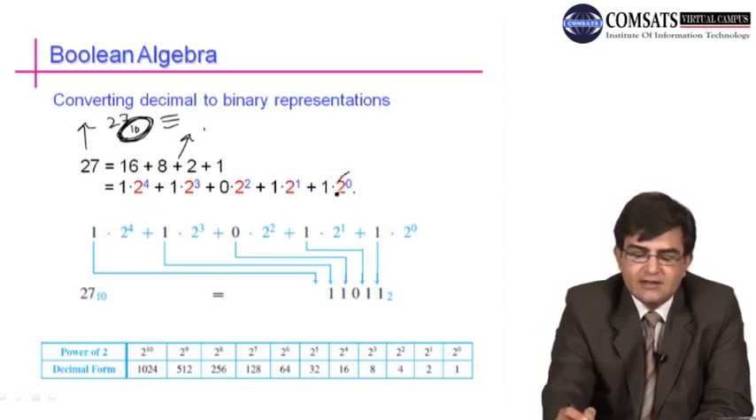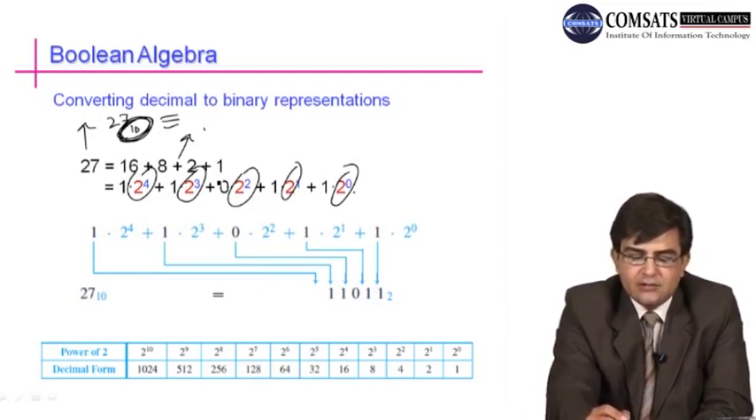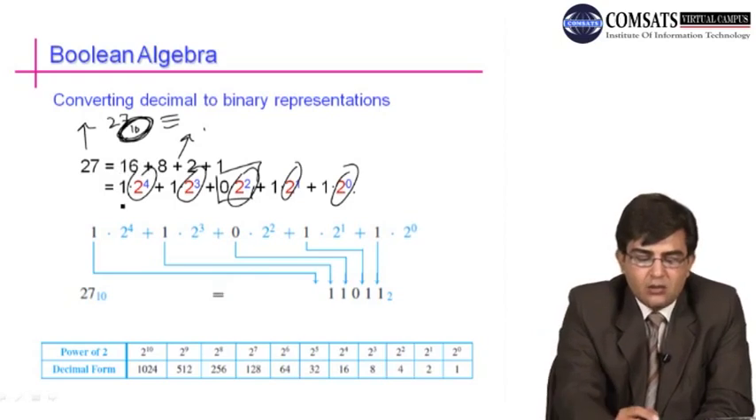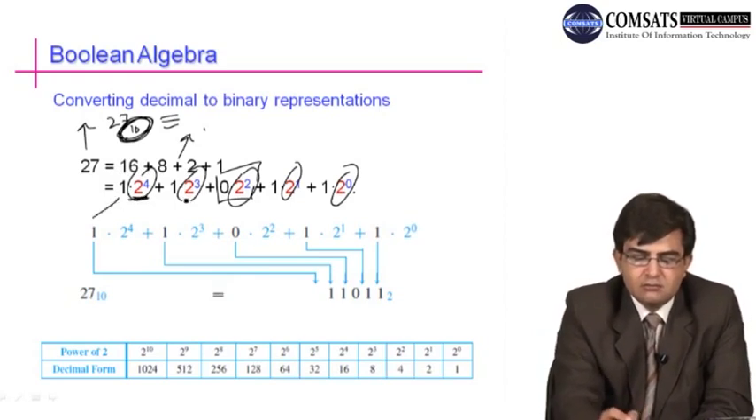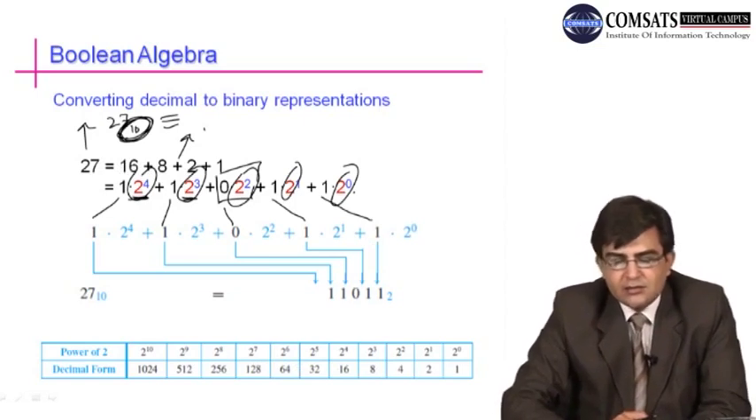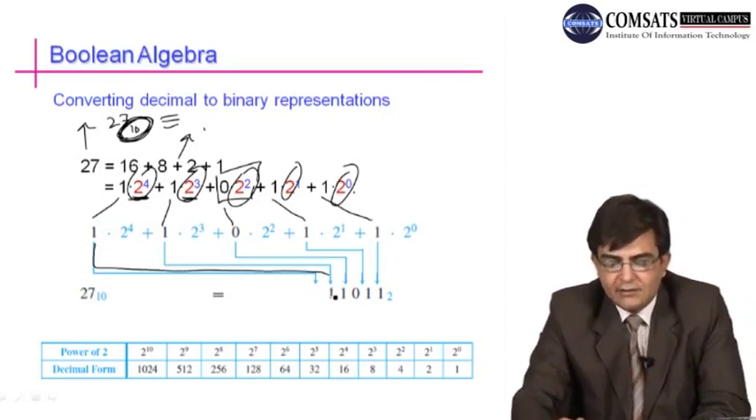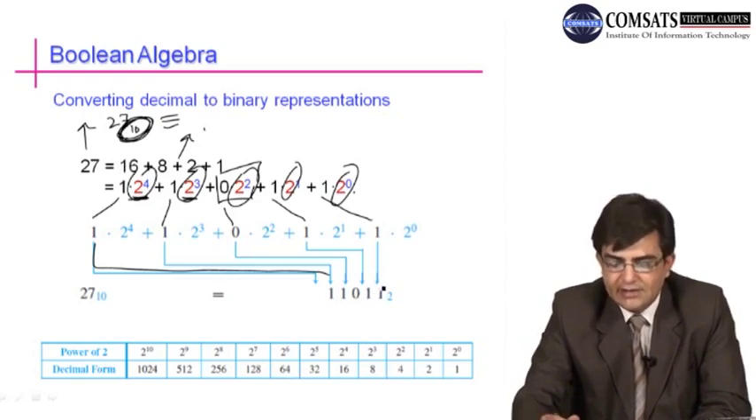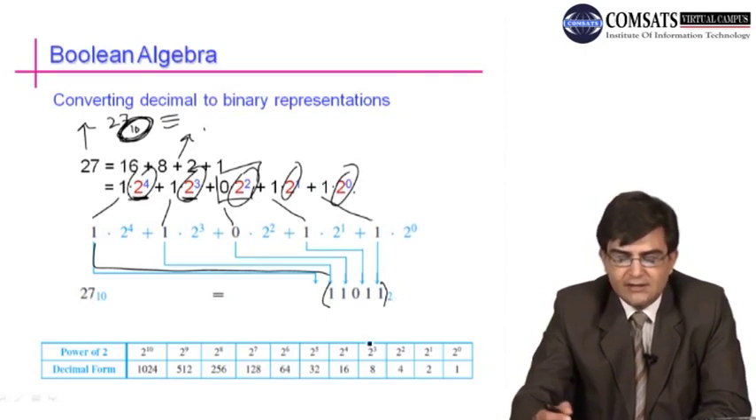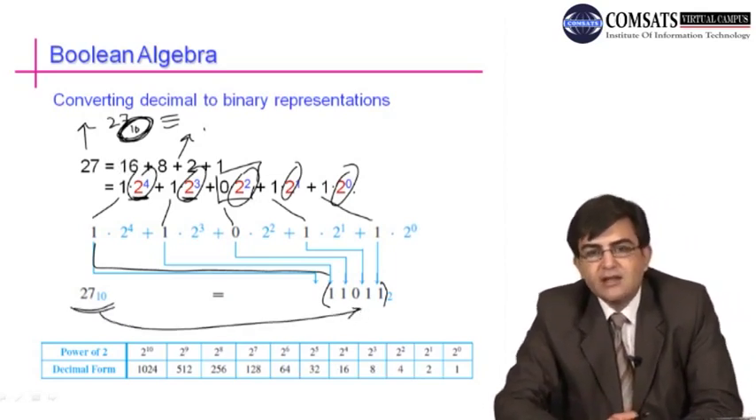Here we have increasing powers of 2: 2 power 0, 2 power 1, 2 power 2, 2 power 3, and 2 power 4. In this expression we didn't have 2 power 2, so we write 2 power 2 into 0. Now the coefficients of these powers are 1, 1, 0, 1, 1, and the base of this number will be 2. This is the equivalent form of 27 in binary representation.